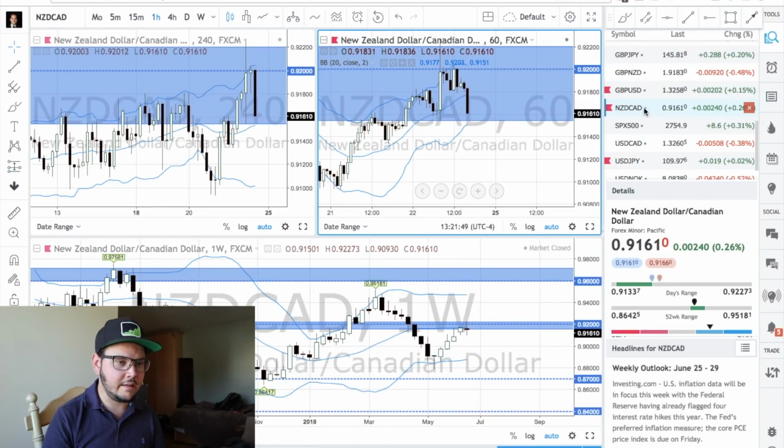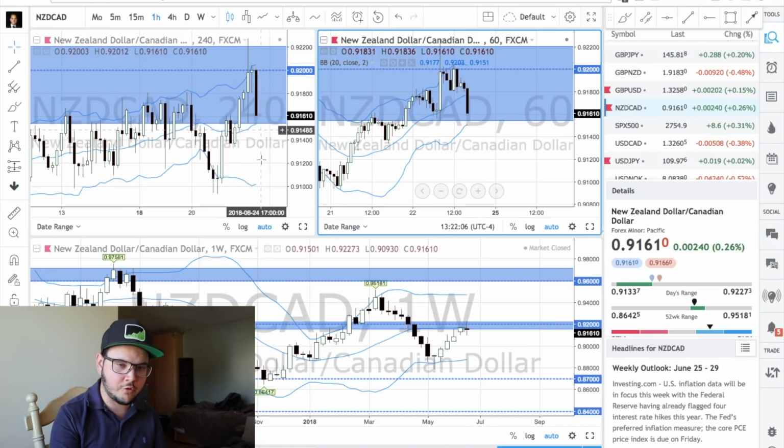NZD/CAD is at the zone. See how big this is. We had a massive bearish rejection on the four-hour chart. Went to the zone and pushed back down. This is 0.92.